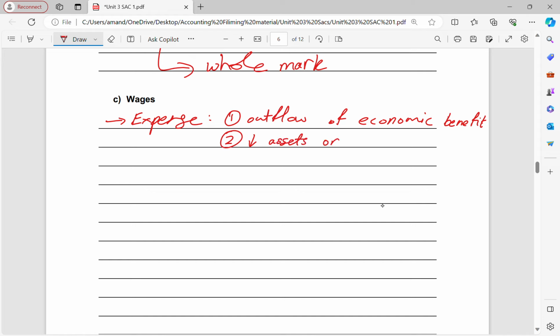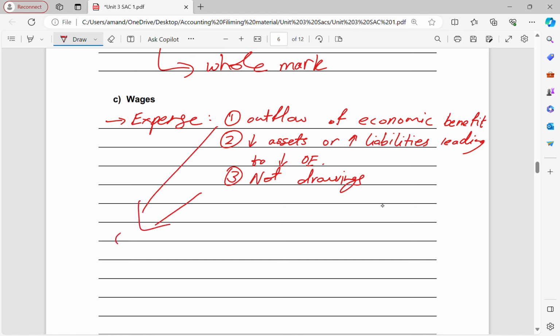Number 2, it decreases assets or increases liabilities, leading to decrease in OE. Right, that's another important thing. And then we also say not drawing. You need to state these two somewhere in your answer. Just state these. And then, sorry, my S looks like it's having a seizure. Right, we just want to state 1 and 3.